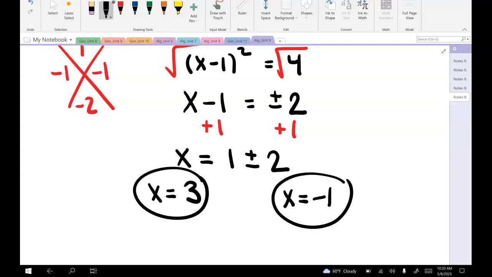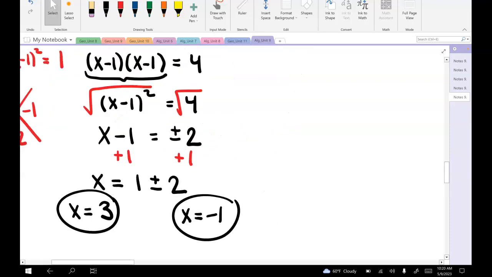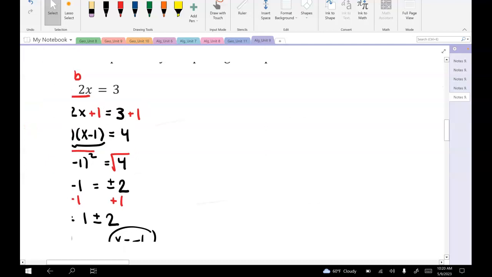You can always go back and check by plugging these into your original and seeing if both sides equal each other. In this case, they would. 3 and negative 1 are both answers to our quadratic. So that was an example like we had yesterday. Straightforward.